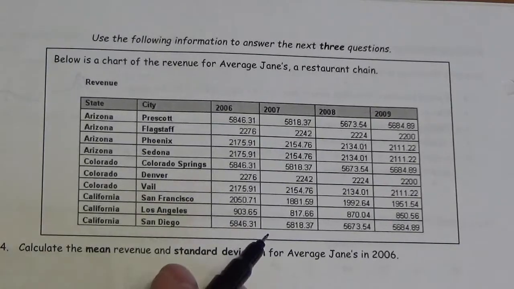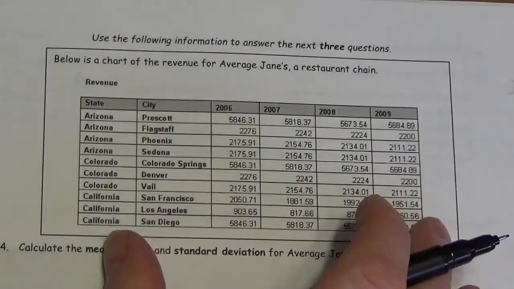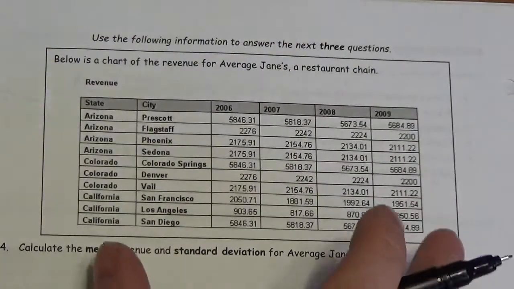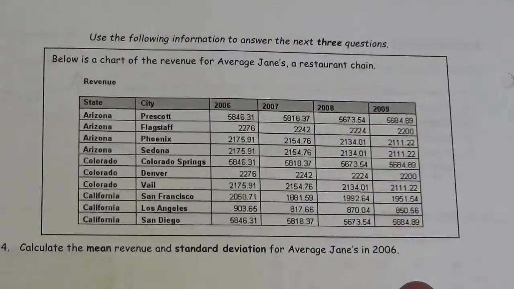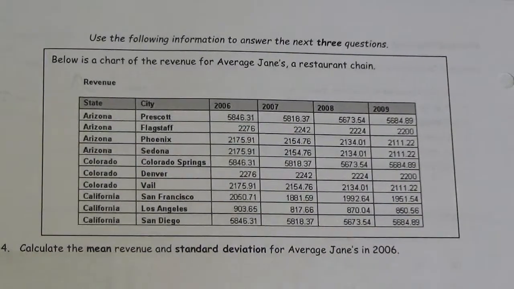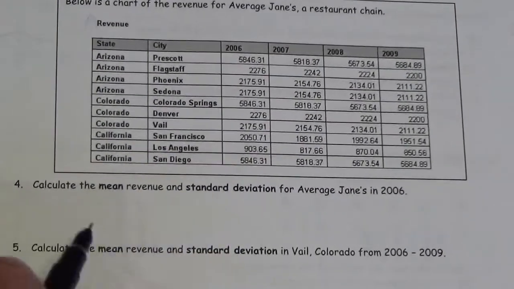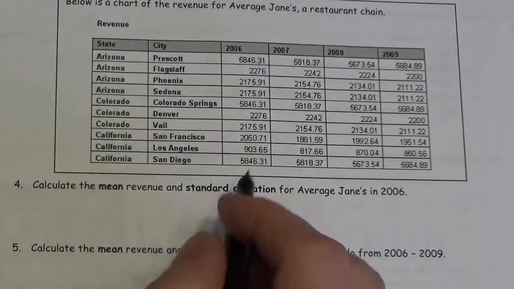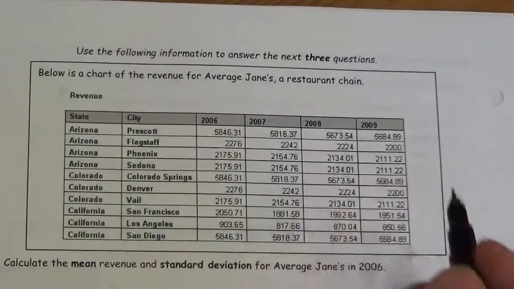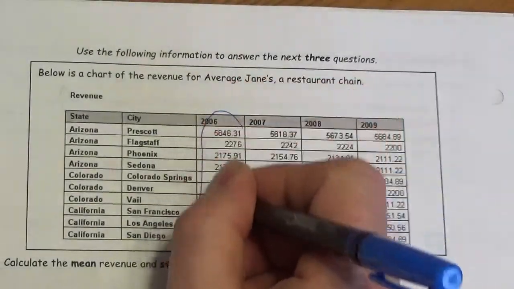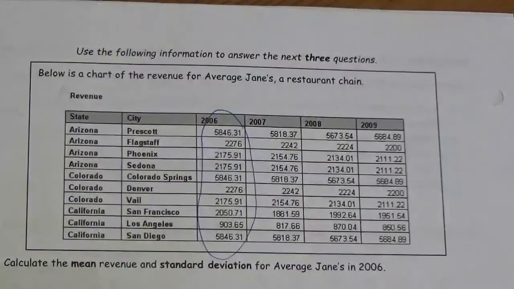One of the things that we're going to have to do here is pay attention to what the question is asking. Because when you first glance at this, you might be tempted to enter all of this data into the calculator and have it just calculate the mean and the standard deviation. But you really have to pay attention to what the question is asking specifically. So, for example, this first one says calculate the mean revenue and standard deviation for Average Jane's in 2006. That is just this data right there.